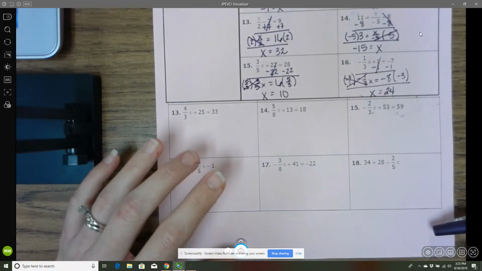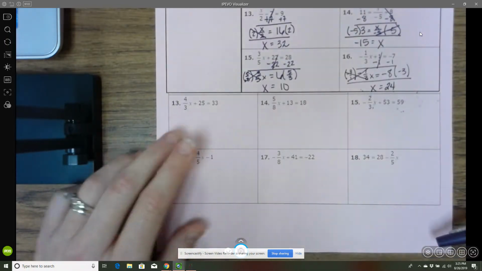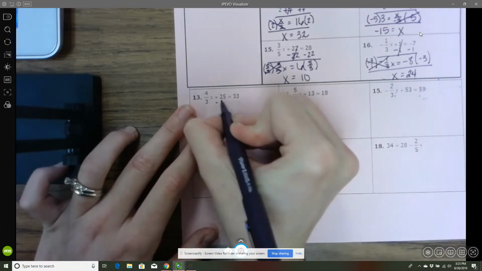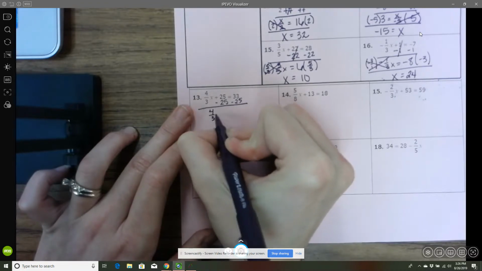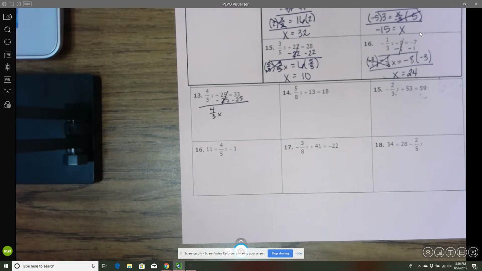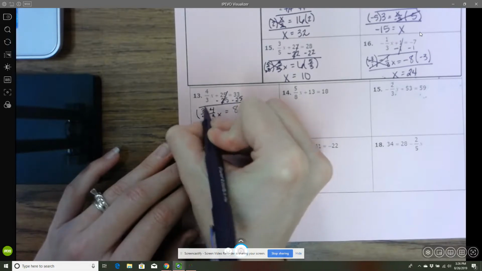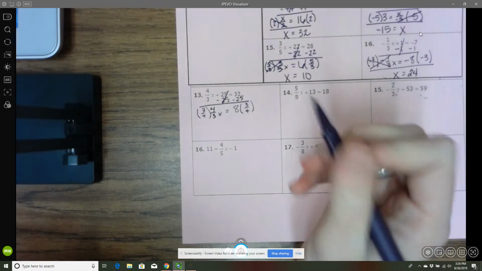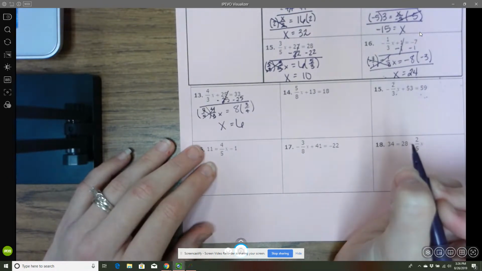And then we've got a few more examples down here at the bottom. So number 13 down here, 4/3 x plus 25 equals 33. So the addition and the subtraction first. And 33 minus 25 leaves me with an 8. And then again, we're multiplying by the reciprocal. And so I would have x equals 6.